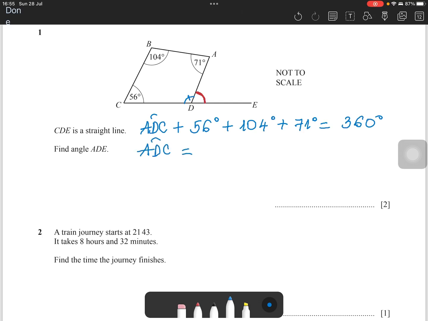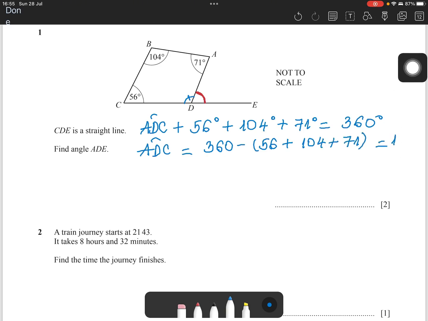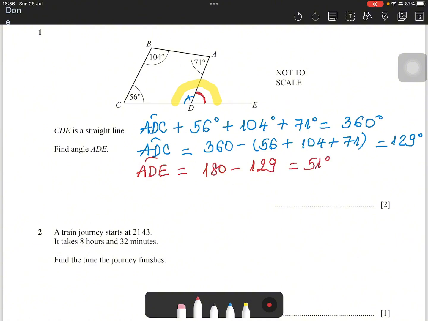So it is equal to 129 degrees. 360 subtract 56, 104, and 71. So this angle is 129 degrees. After that, we see that the angle ADC and the angle ADE are the angles on a straight line, so they add up to 180 degrees. To find the measurement of the angle ADE, we subtract 129 from 180, so the answer is 51 degrees.